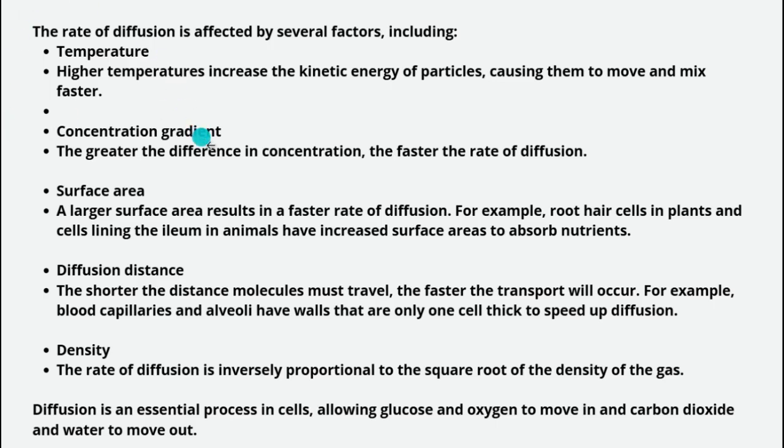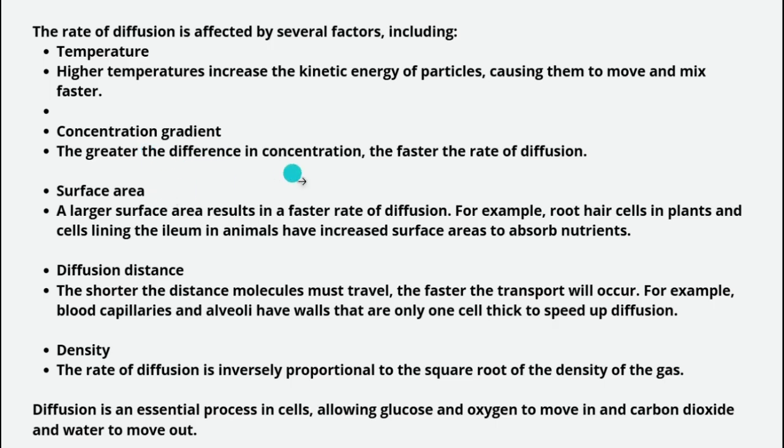And as it relates to concentration gradient, the greater the difference in concentration, the faster the rate of diffusion. For example, maybe we have 10 molecules outside of the membrane that need to get inside. It's moving from an area of high concentration to an area of low concentration. You get what I mean, right?